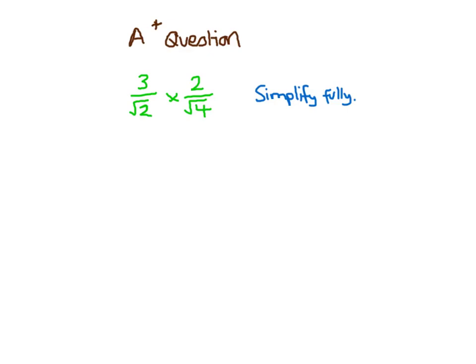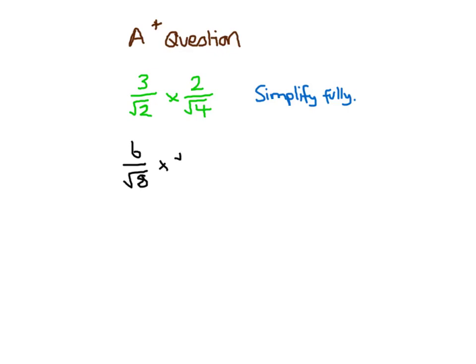Right, so let's have a look at how we'd answer this. To multiply two fractions, it's just the tops multiplied together and then the bottoms multiplied together, so 3 times 2 gives me 6, and the square root of 2 times the square root of 4 is the square root of 8. Nice simple start. Of course, we're not happy with our answers being left with a surd on the bottom. We need to rationalise the denominator.